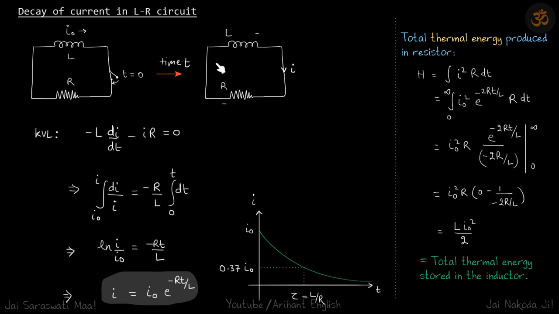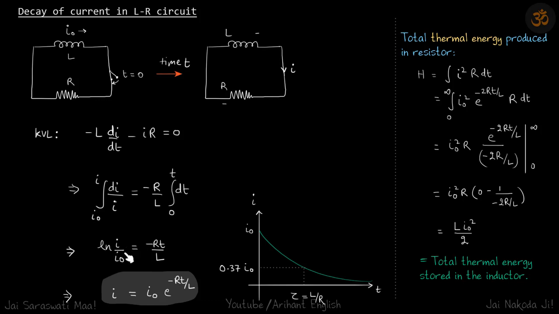So if this is the direction of current, we'll put a minus here and minus here and use KVL. Starting from this point, minus L di by dt minus IR is equal to 0. So simplify this, di by I is equal to minus R by L dt. So we integrate it. Now limits of current will be I naught to I. Time will be 0 to t.